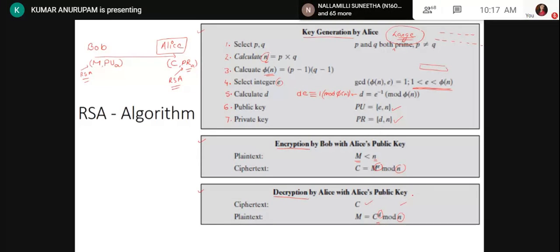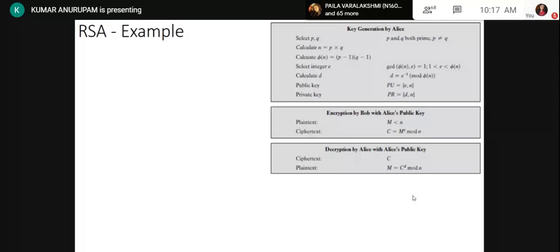Now, this was all about your key generation, encryption and decryption. Now I'd like to solve a problem using all these calculations. So come to the next part. You are also required to do this. First of all, there is a question given to us, where P is given to us, and Q will also be given.